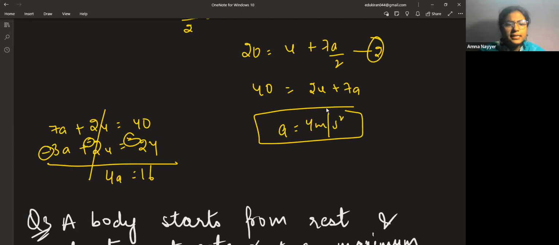So if we know the acceleration, you can put it in any of the equations and you will get the value of u. Fine. What will u come? Just put the value of a as 4, and you'll get your answer.